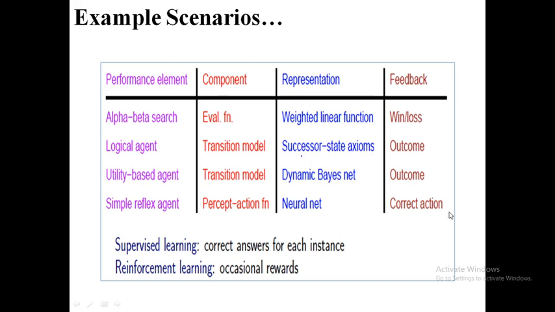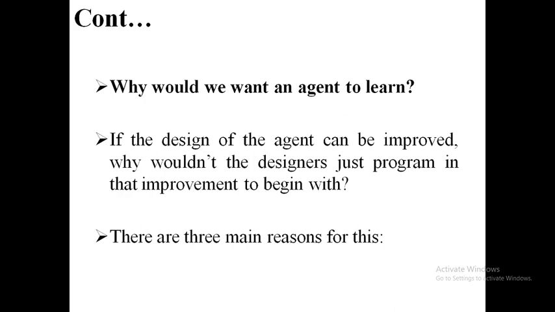Okay, or correct action, if they performed correctly, that is good feedback. If they didn't perform correctly, that is wrong, bad feedback. So like this you can justify yourself how your learning element should be. That is up to you, depends upon your requirement. But why do we need this learning?